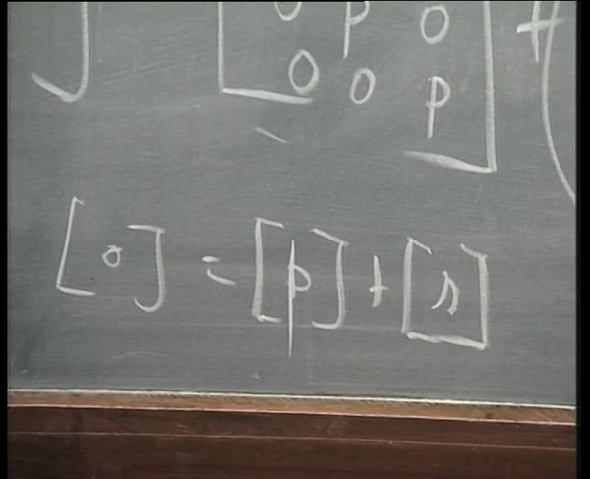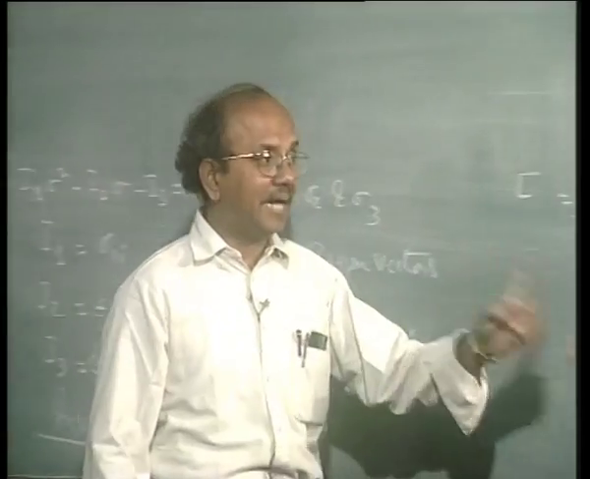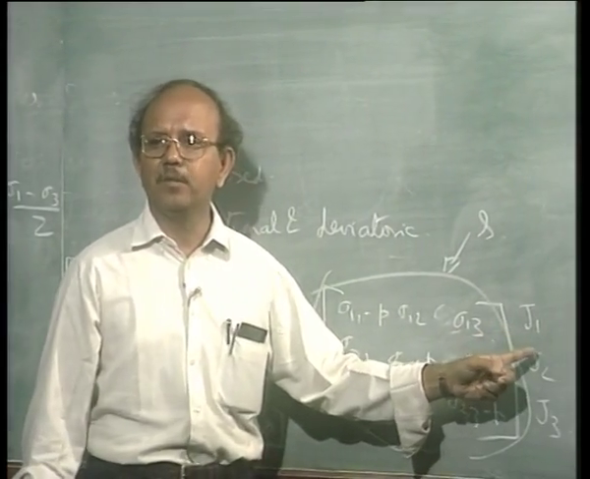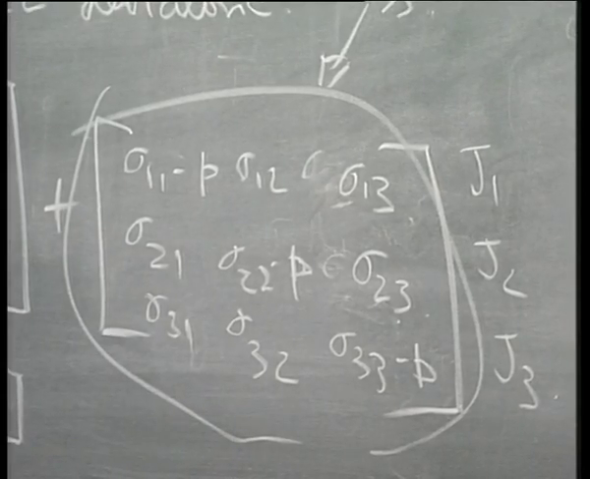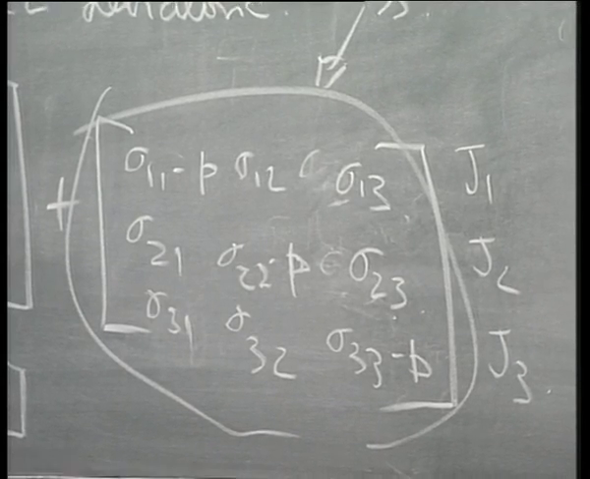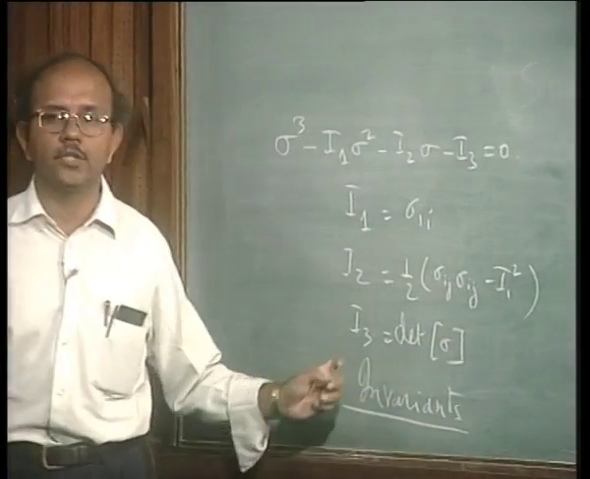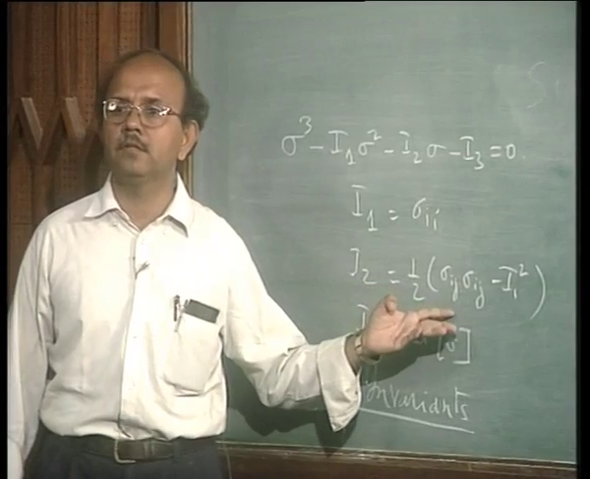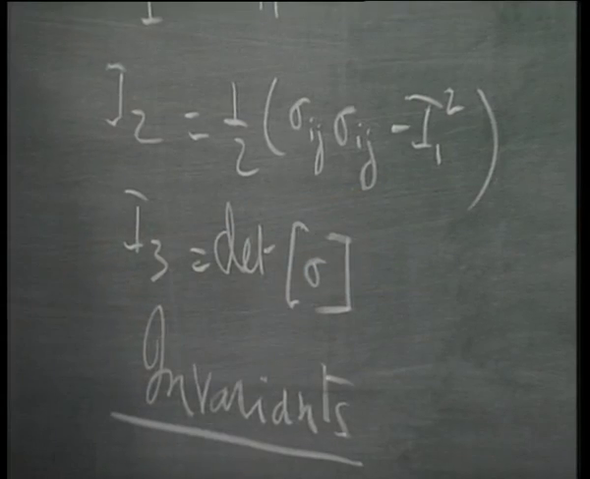Is that clear? So, the first invariant of my S matrix is 0, and that is called J1. I do not want to write it as I, because I already defined I for sigma, and hence I write this as J. So, J1 is equal to 0. What is my J2? Come back to this equation here. What happens to this? That goes off, 0.